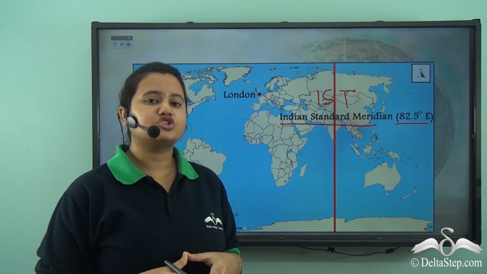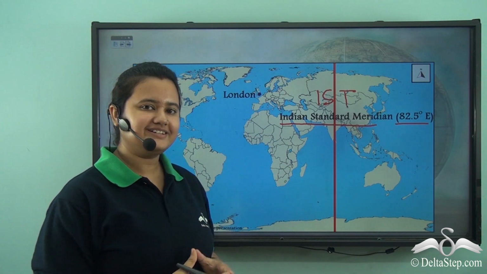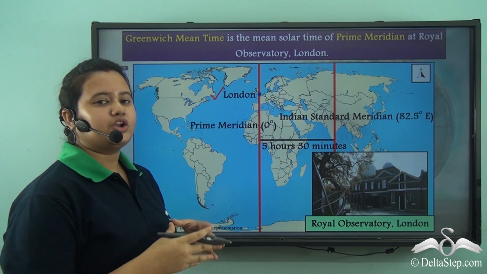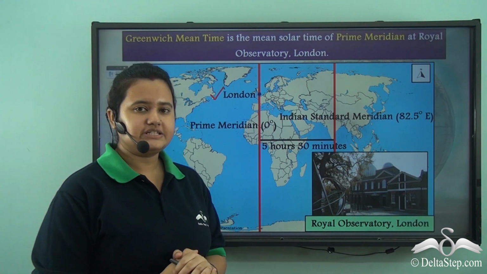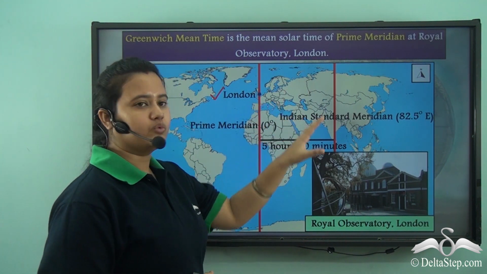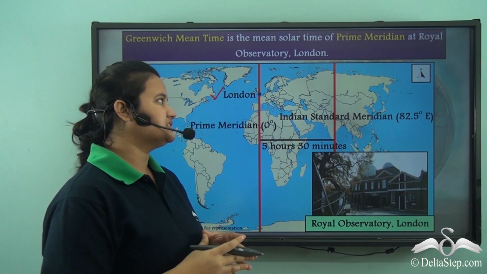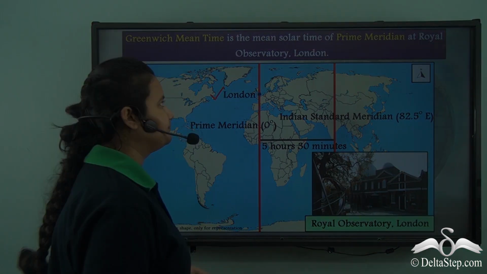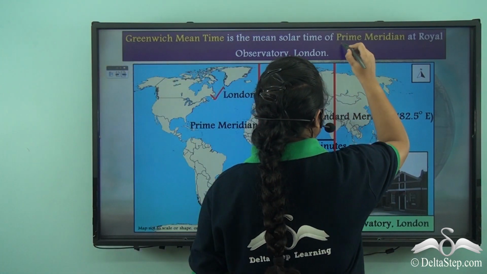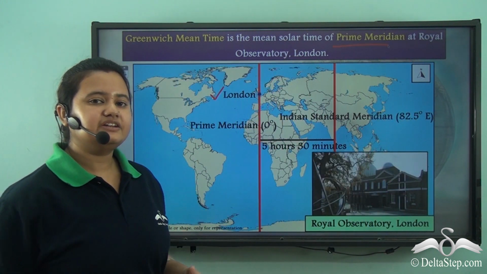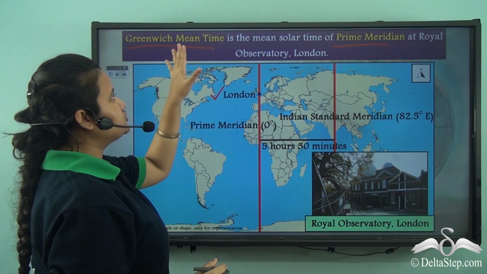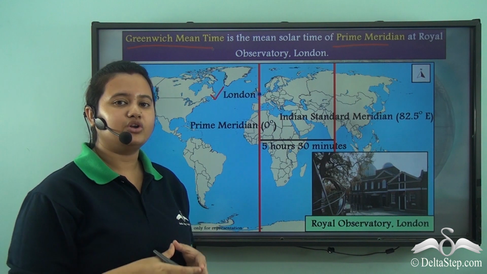Now, can you tell me which longitude determines the time for London? In London, the time is determined on the basis of the prime meridian. If you remember, I mentioned that if you draw the prime meridian on a world map, it passes through Greenwich, London. So, the time at London is determined on the basis of the prime meridian, which is also known as the Greenwich meridian. So, GMT or Greenwich Mean Time is the time that is followed in London.